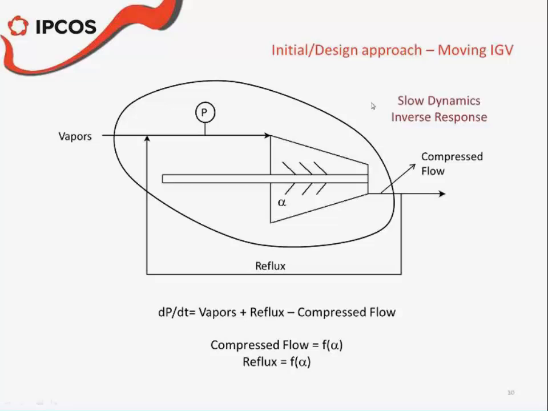That's why we say here the dynamics are slow, and you see an inverse response. At first, when you change the inlet guided vanes, the pressure dynamically, or quickly, decreases, but just after a couple of minutes it starts increasing back again, because the increased flow becomes more condensate, more reflux. So it's basically a vicious circle. You will never get out of it.